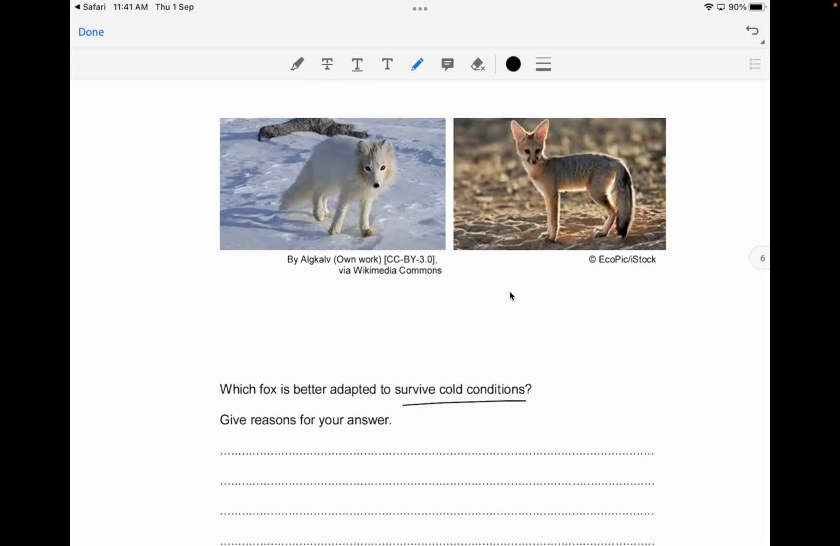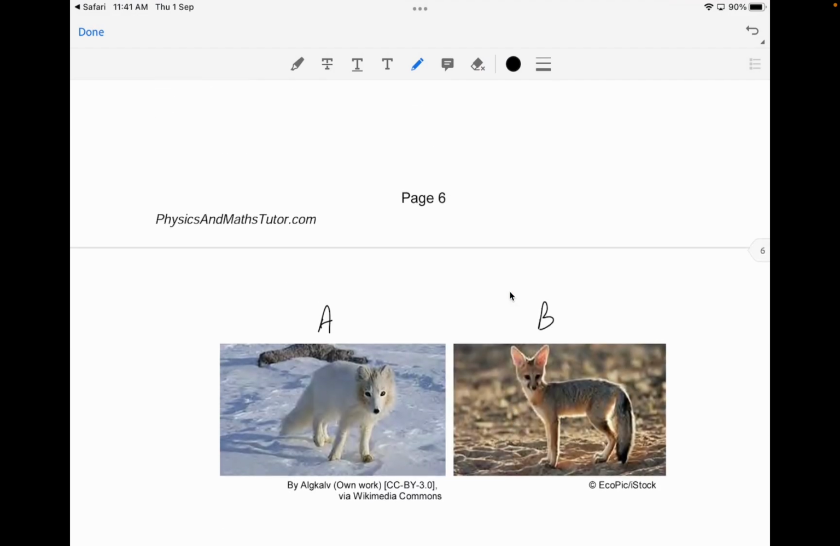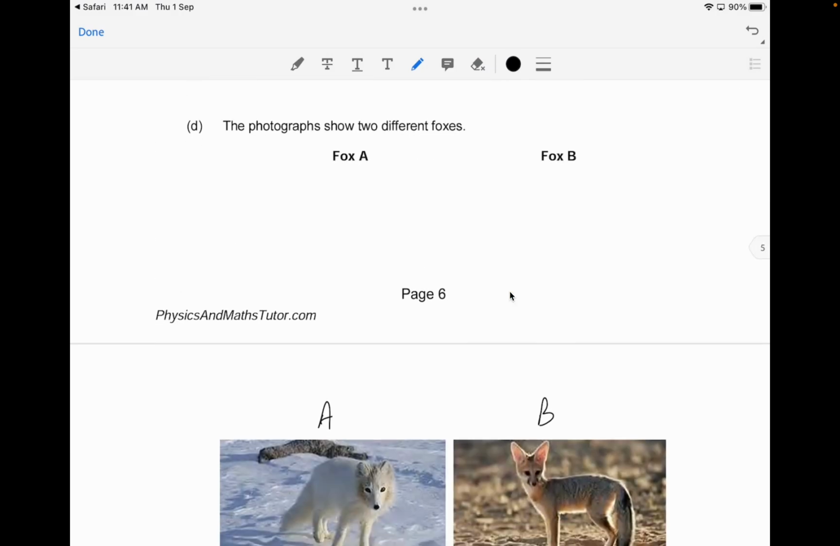That is because it's fox A. This is going to be A and B. So I think, yeah, this is fox A and B. The labeling is correct, yeah.